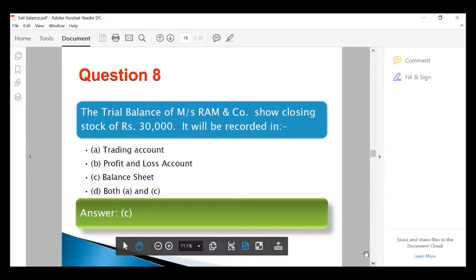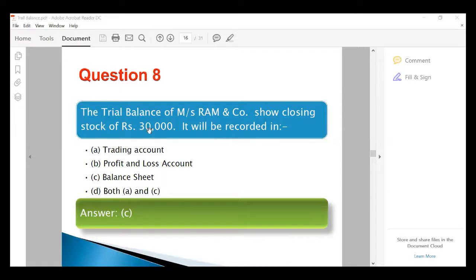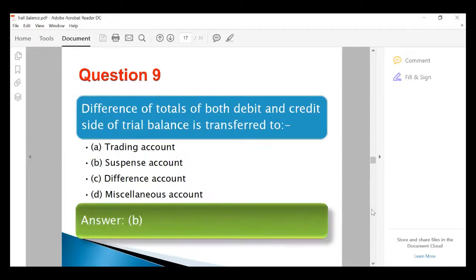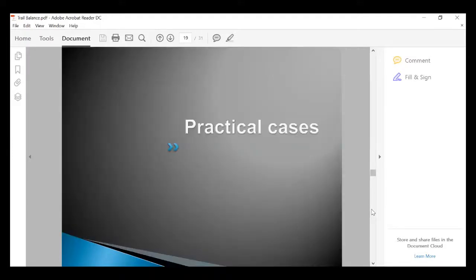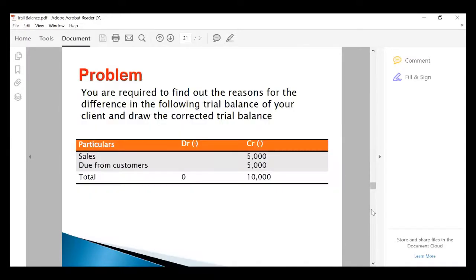So here the question is trial balance of Mr. Ram and Co showing closing stock of 30,000. Closing stock, current account, it is a debit side. It will be recorded in balance sheet, right? Closing stock is asset. So it is recorded in balance sheet. Difference of total of both the debit and credit side of a trial balance is transferred to suspense account. Trial balance contains the balance of all accounts, personal, real, nominal. Okay, so let us look at this case study.